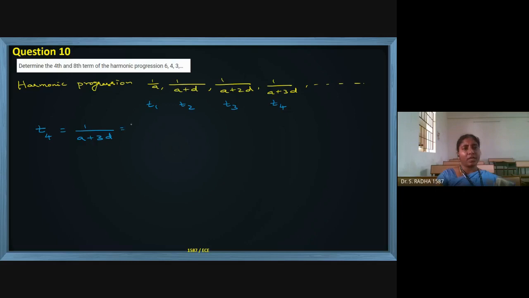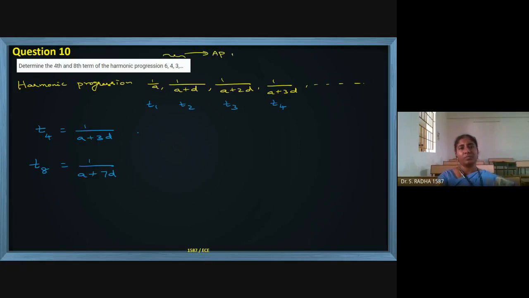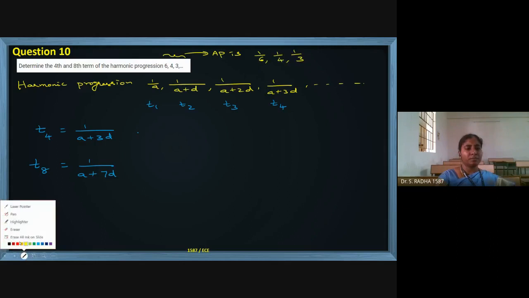Now coming to the eighth term, we will be very clear. It is 1 by A plus 7D. These two values we have to find out. If you go with the general representation, from the given details, what will be the arithmetic progression? It is 1 by 6, 1 by 4, 1 by 3. Why am I doing like this? In order to find the first term and the common difference.